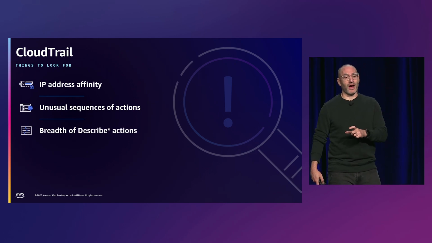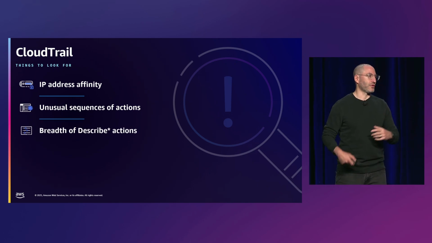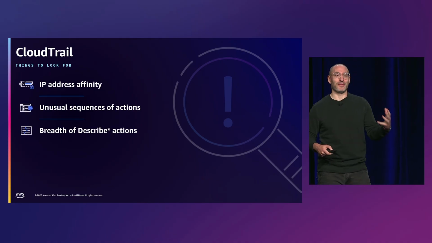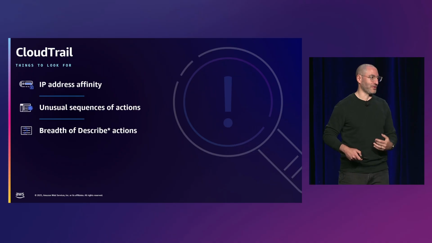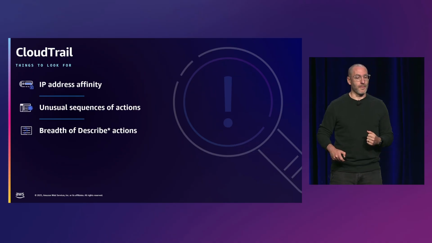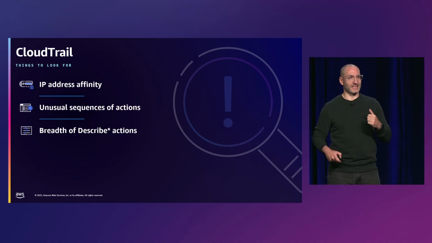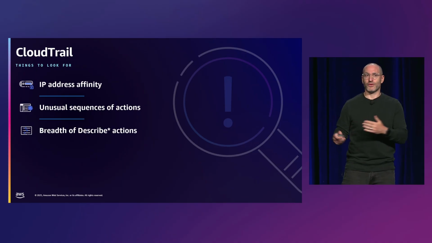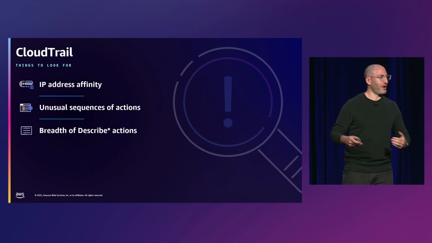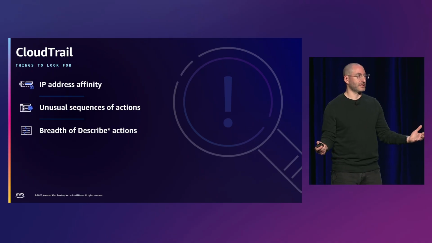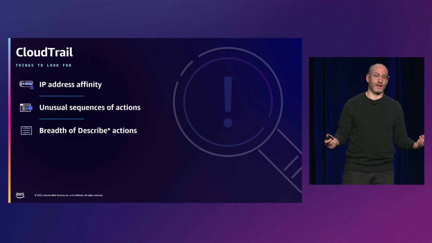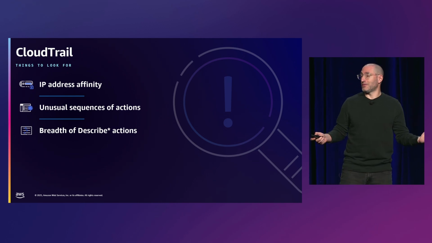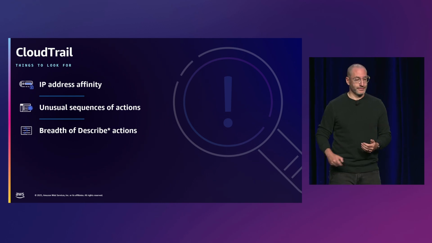Breadth of describe actions. Describe is a very common prefix in CloudTrail events where you'll see DescribeInstances, DescribeTables, DescribeUsers, et cetera. So are you seeing this broadly across many different services in your account? If so, that could be a good signal. There's somebody in there trying to get a sense of what access do they have, right? What are the resources within this account? So what about services that your account does not use frequently?